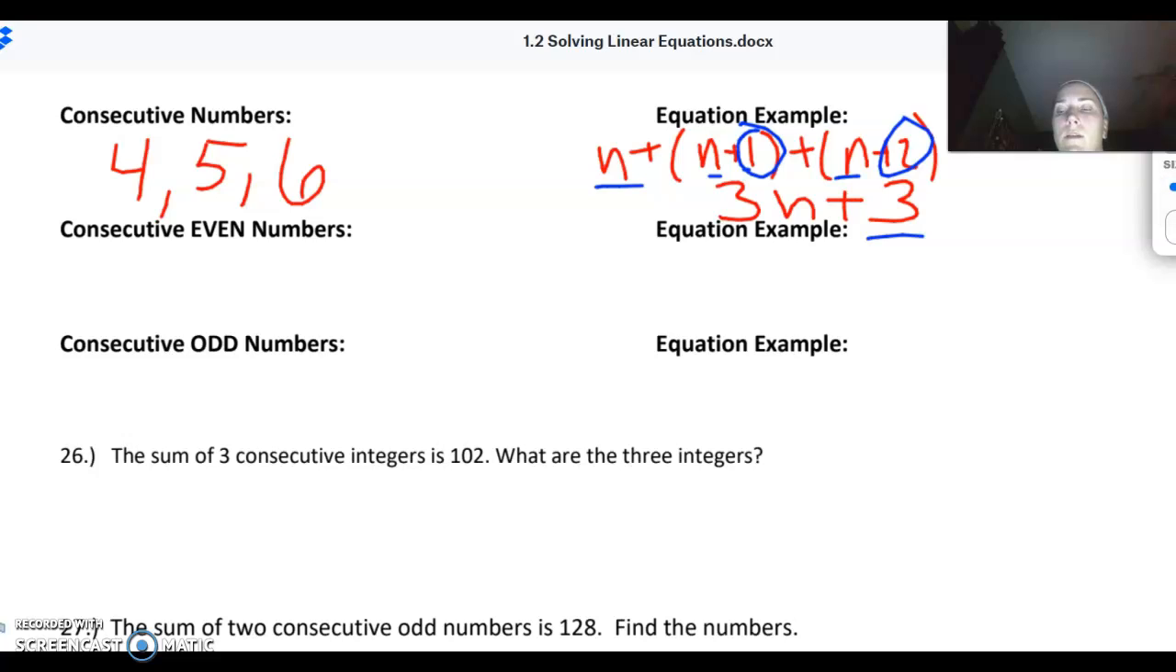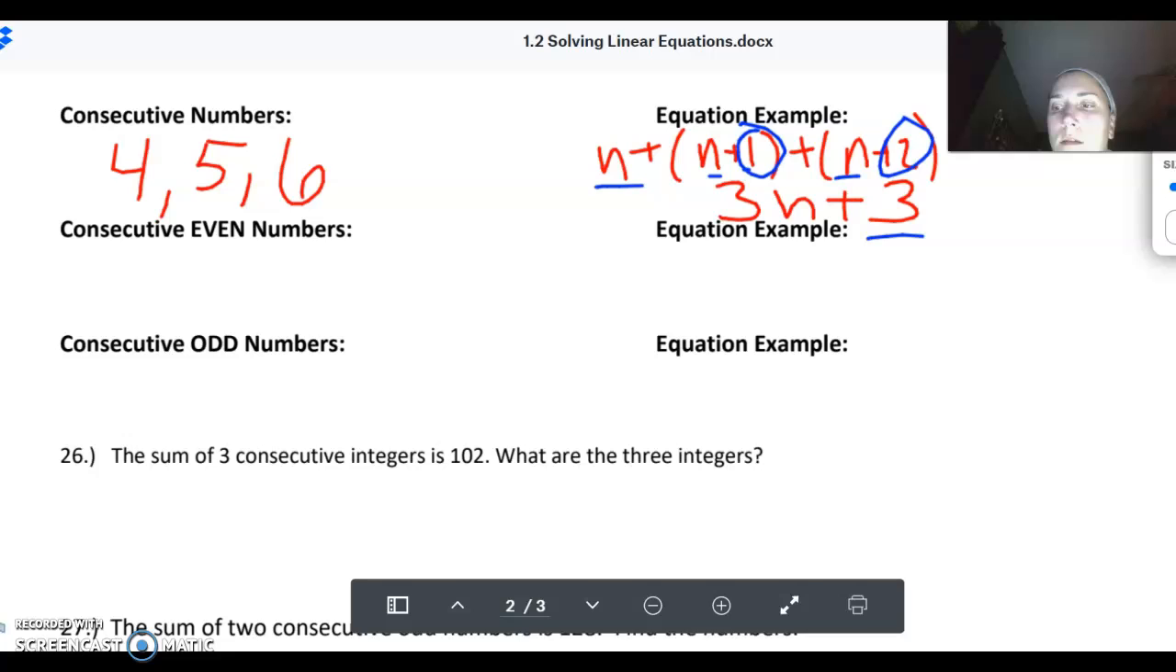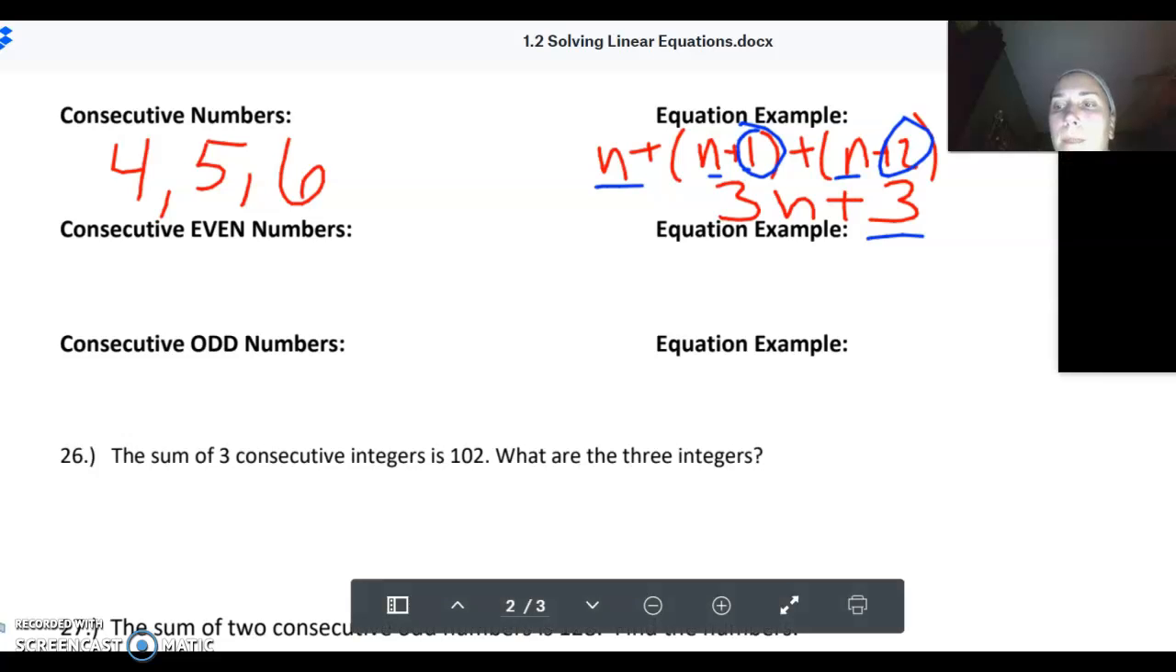Now I'm going to make this font a little bit smaller so it's easier to write. It's not letting me do that. Give me 1 second. Okay.